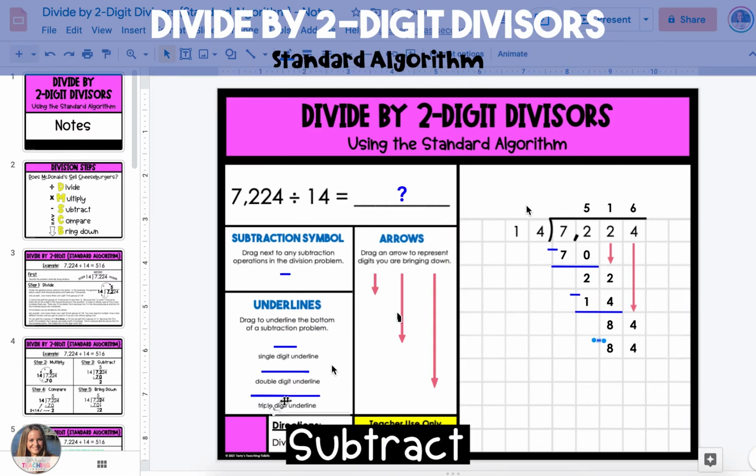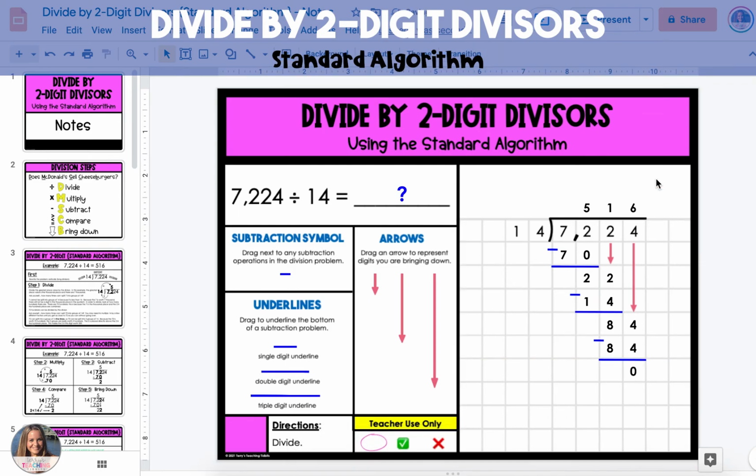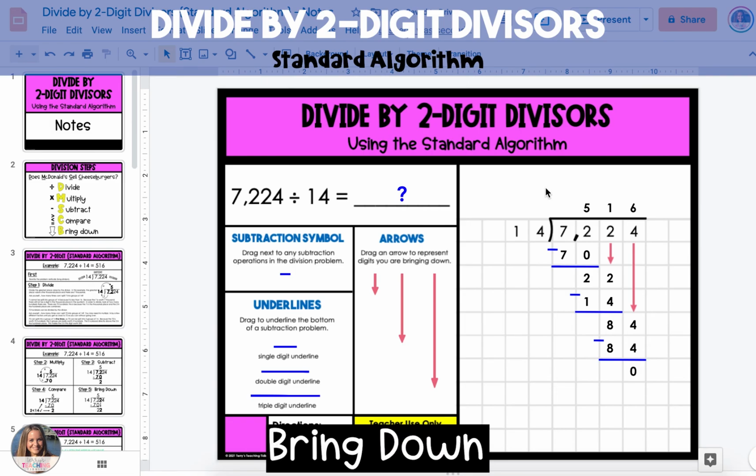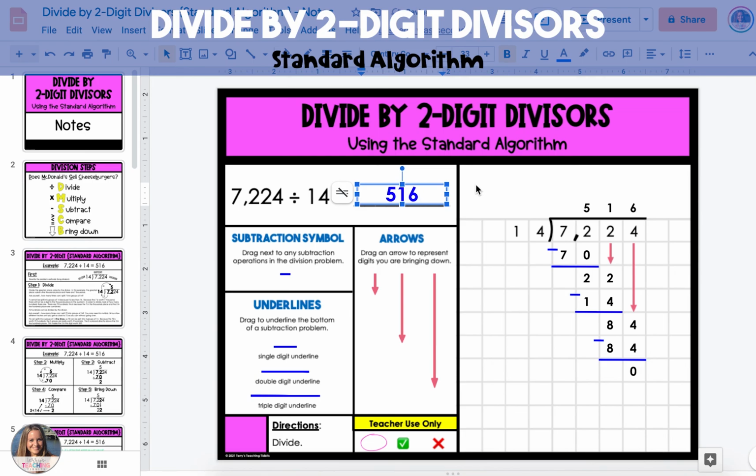Subtract 84 by 84, and you get 0. Compare that answer 0 to the divisor 14. It should be less, and it is. There are no more digits to bring down, so the final answer is 516.